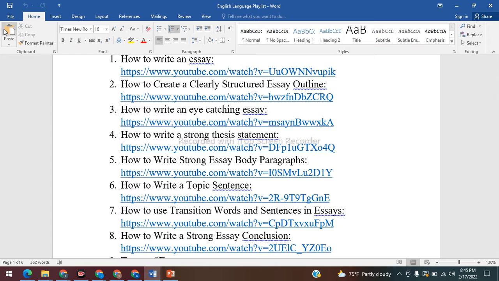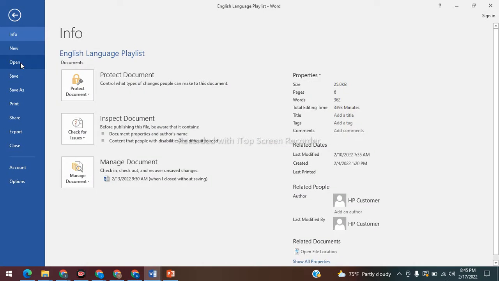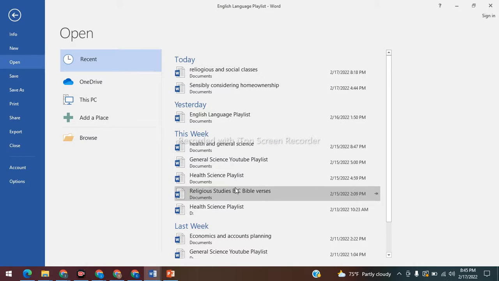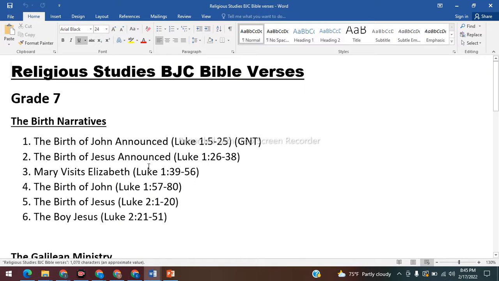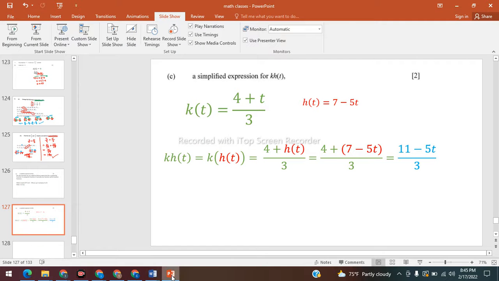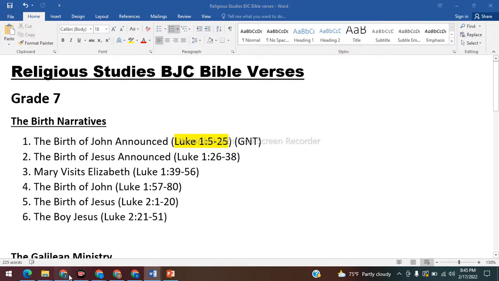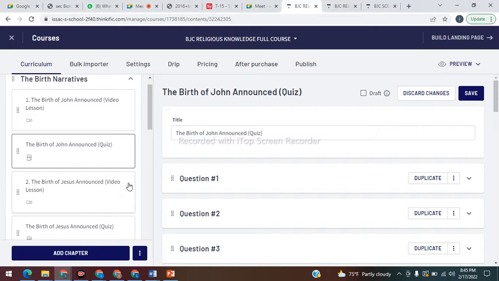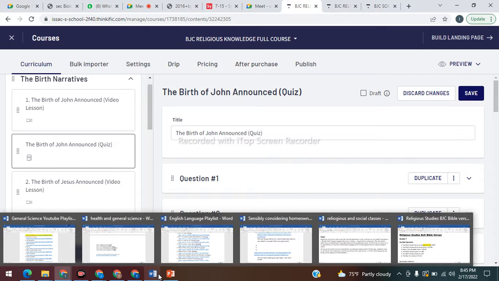If you just go over the Bible verses, Luke chapter 1, verse 5 to 25, you get all the answers. Okay. The birth of John, the birth of Jesus announced. Elizabeth, did I get a picture of that? Please. Okay, no problem.